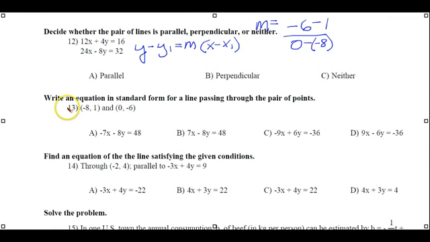Now for number 13, this is something we did in an earlier course where we have 2 points and we want to find an equation. Well, the first thing we had to do is find the slope of this line. So negative 6 minus 1, which is what I have here, and then 0 minus a negative 8, which will make this a plus 8. So this is going to be a slope of a negative 7 over 8.